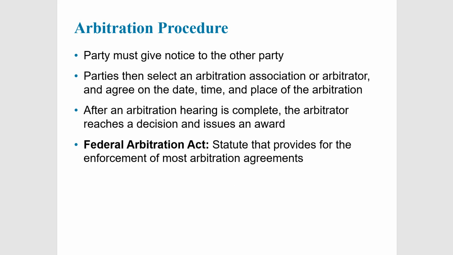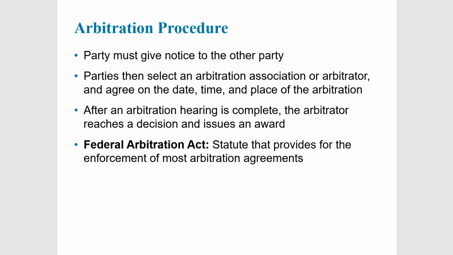So a little bit about arbitration procedure. A party gives notice to another party that we're going to seek arbitration. Then we select an arbitrator. We try to not select somebody who's going to be biased toward one party or against one party. That can be exceptionally difficult, to find a person who's not biased, but at least that's what we try to do. After it's complete, the arbitrator reaches a decision and issues an award.